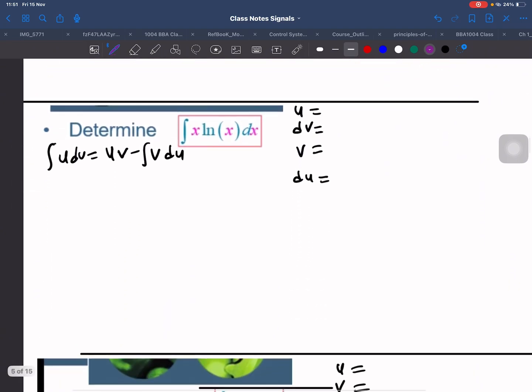So now we have another question. Determine the integral of x ln x dx. The same way, I believe by now you must have been following well, and everything must have been becoming clearer to you.